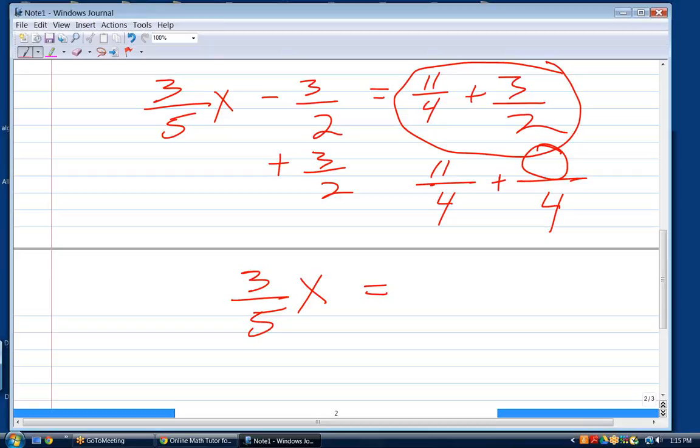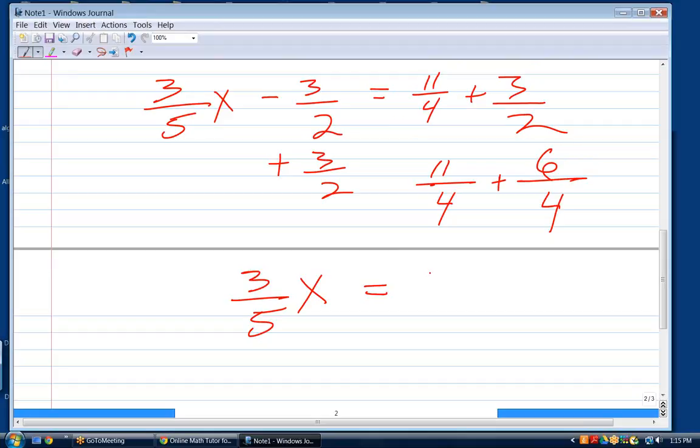You divide the 4 by the 2, which is 2, and then you multiply that by the numerator. So 2 times 3 is 6. So 6/4 is the same as 3/2. Only now we have a common denominator, and we can go from here. So what's 11/4 plus 6/4?